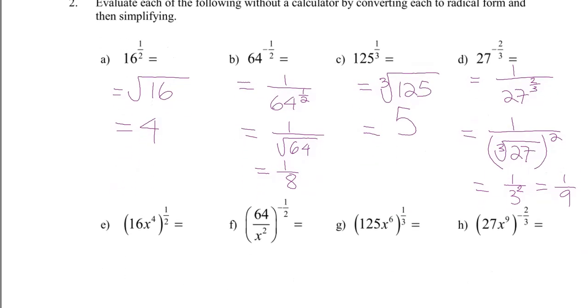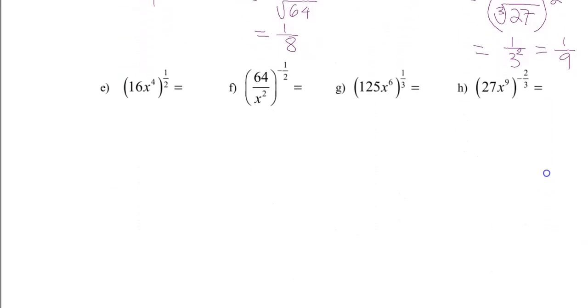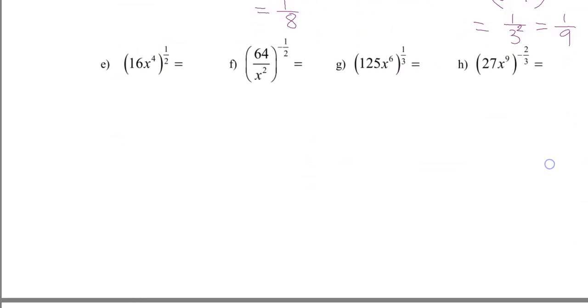Okay, so fractional exponents, if they're negative, change them to positive. Oh, we'll do something special with f. So e, 16x to the 4th to the 1/2. So you can say, well, it's a product to a power, so it's 16 to the 1/2, x to the 4th to the 1/2. This is the square root of 16. This is x squared, right?